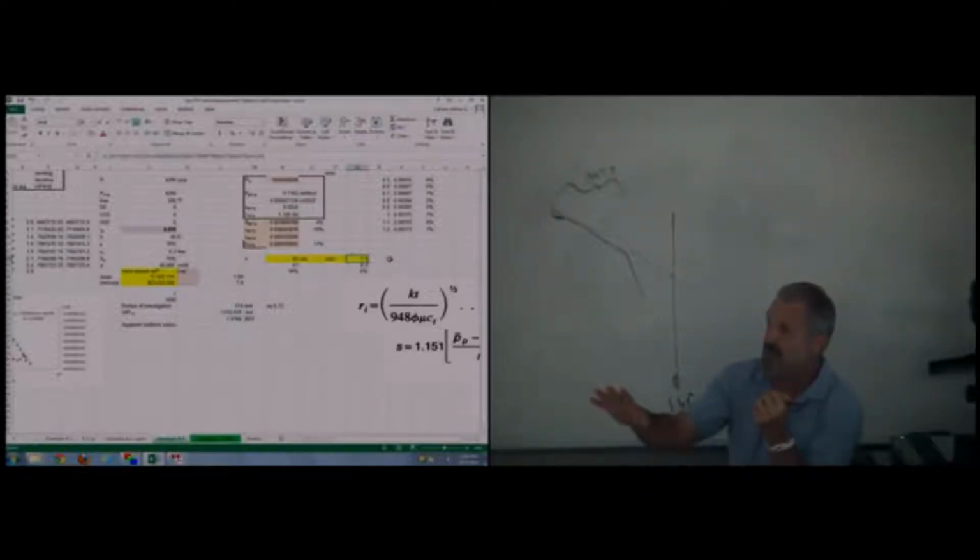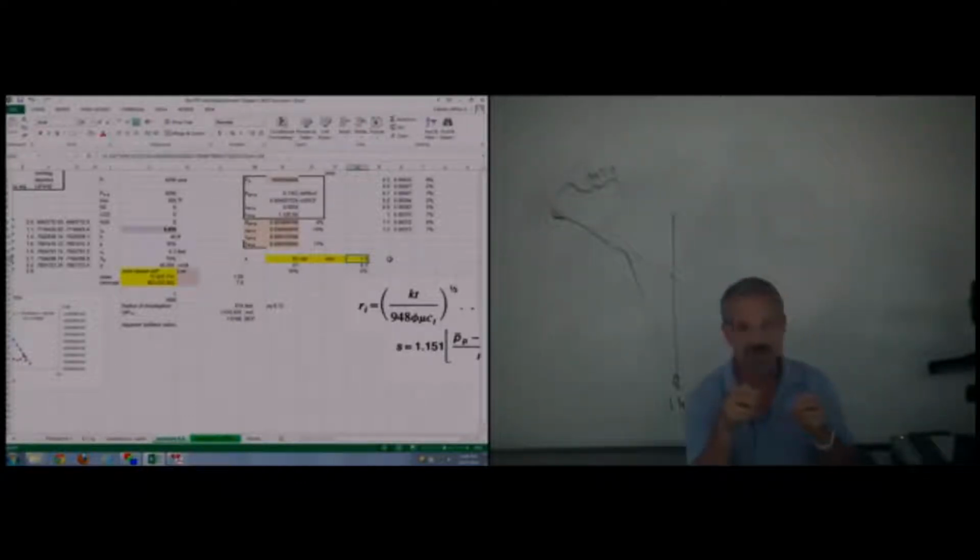Because basically, if I saw a skin of 8, I'd look for other problems. Okay, because it's really hard to get a skin of 8 just from mud infiltration. But the comments are well taken. This well would need to be stimulated.